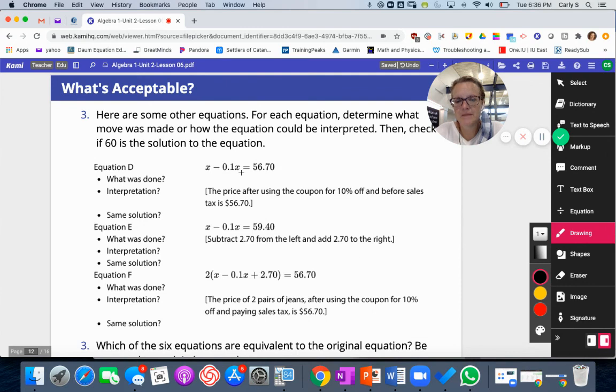Okay, equation D. The price after using the coupon for 10% off and before sales tax is $56.70. So we aren't talking about sales tax right here. So that would be 60 minus 0.1 times 60, which is $54. It's not the same. This is the price after using the coupon and before sales tax, so it can't be the same because we're not including sales tax. We need to include sales tax to get the same value. So if I add $2.70 to that, I get $56.70.